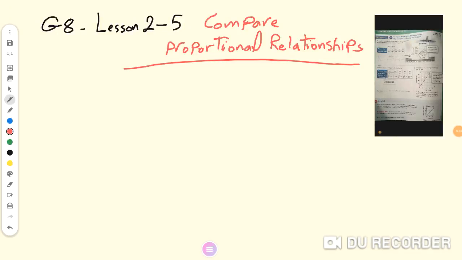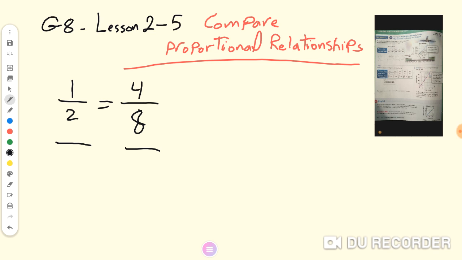Today we are going to explain lesson number 25, topic 2, lesson 5, which talks about comparing proportional relationships. Actually, it's a small revision. I'll give a small revision about what we studied before about the proportional relation. Proportional means equivalence of two fractions, like 1 over 2 equals 4 over 8. It's called equivalent fraction.